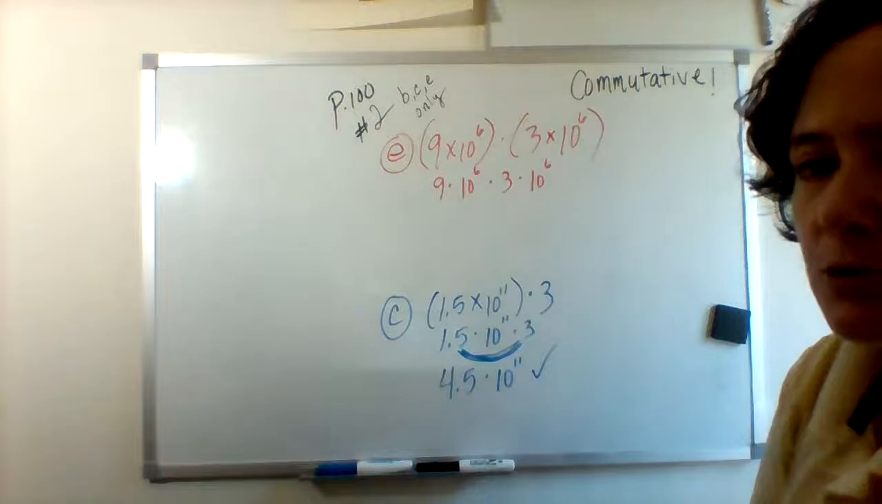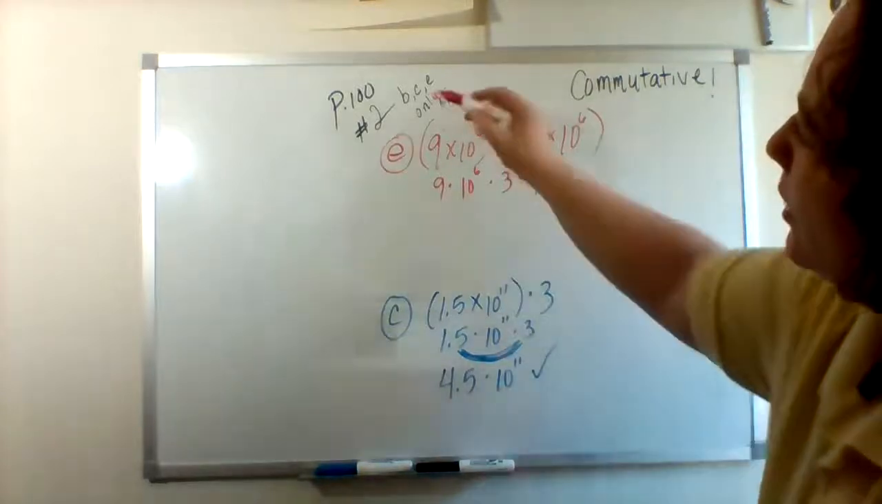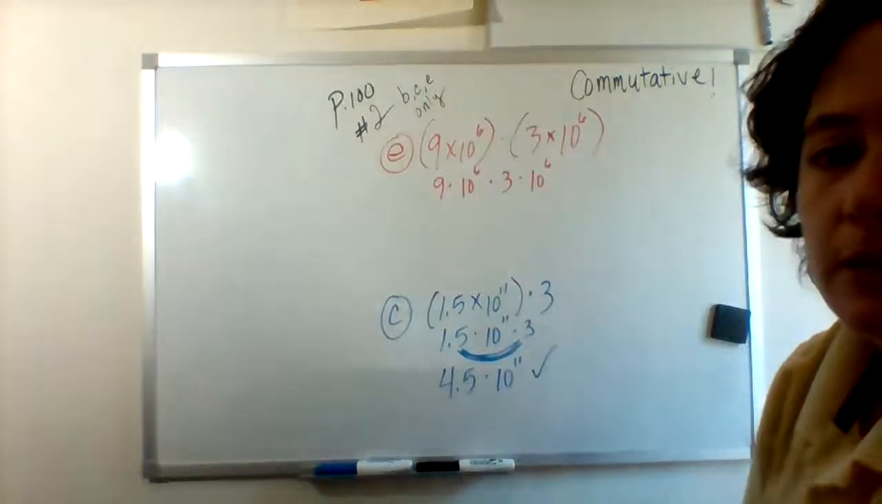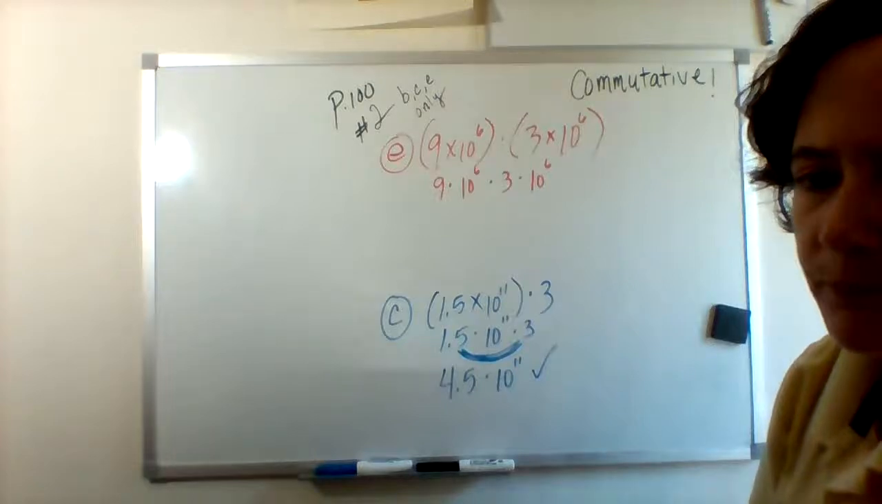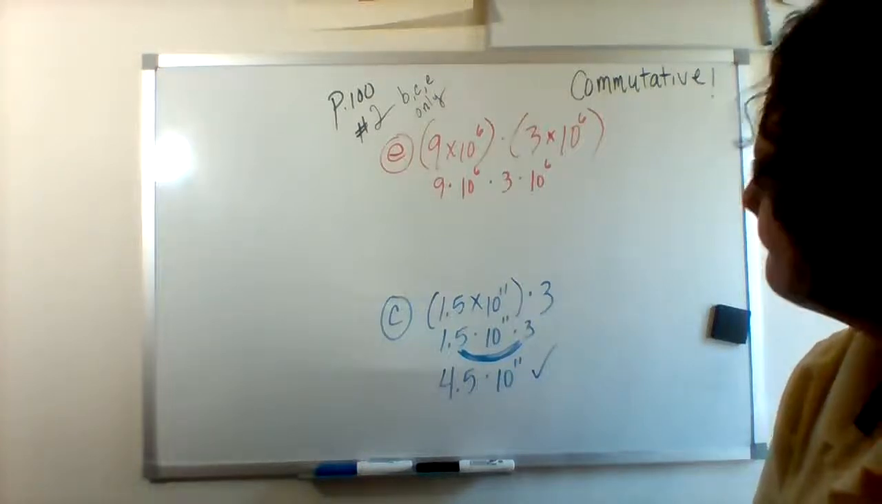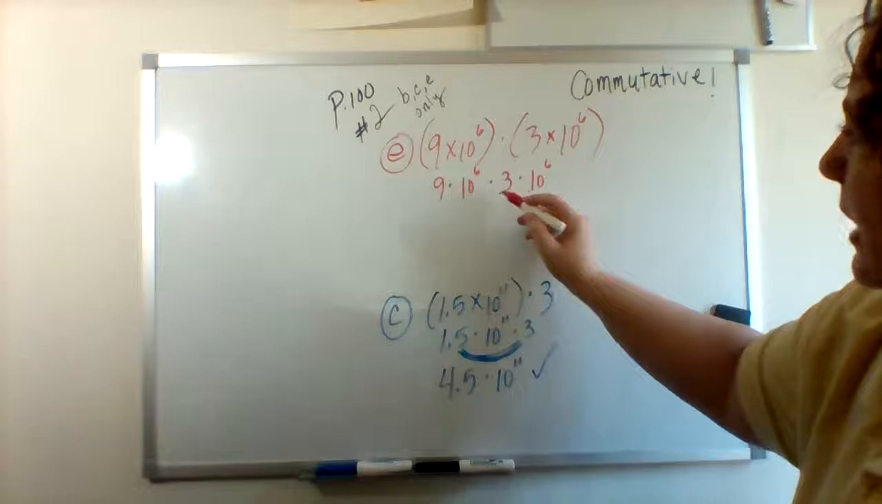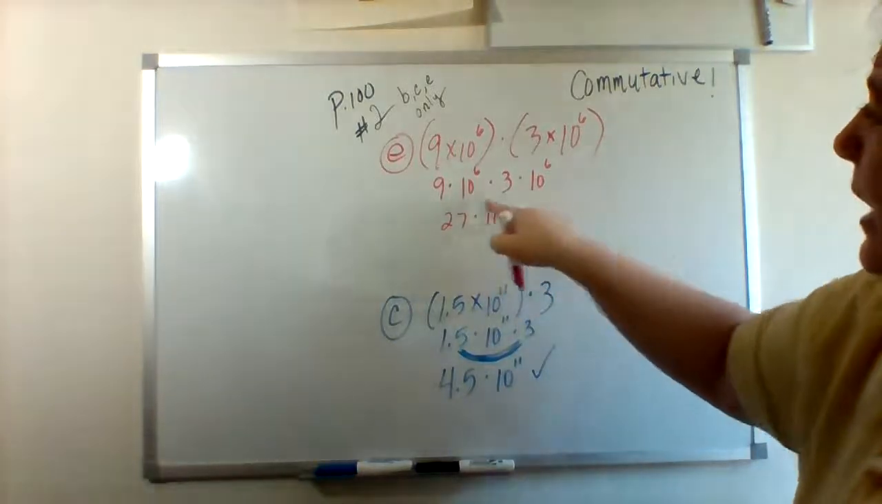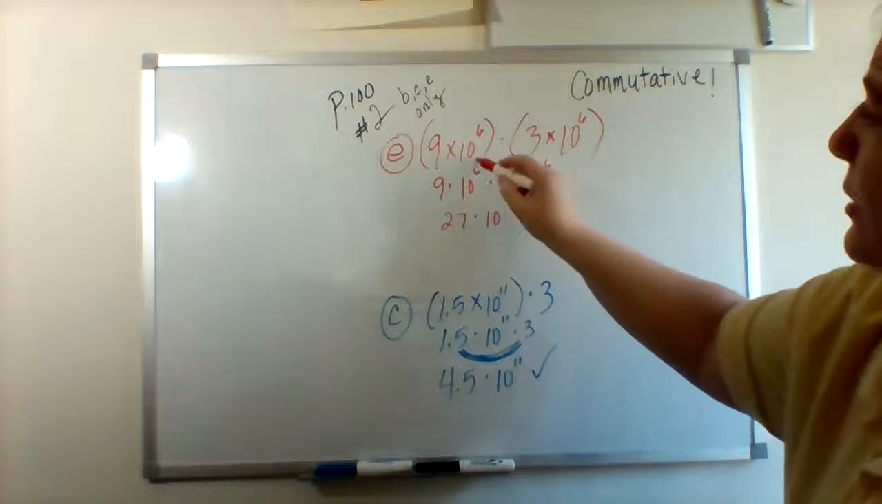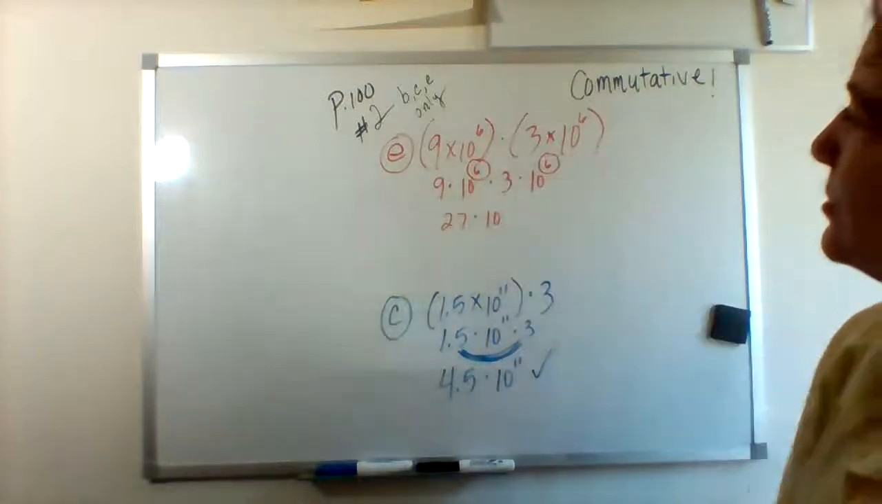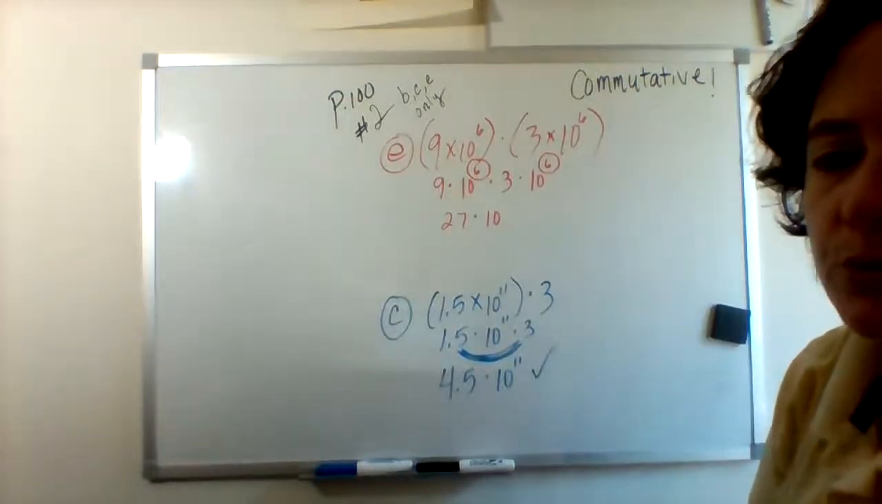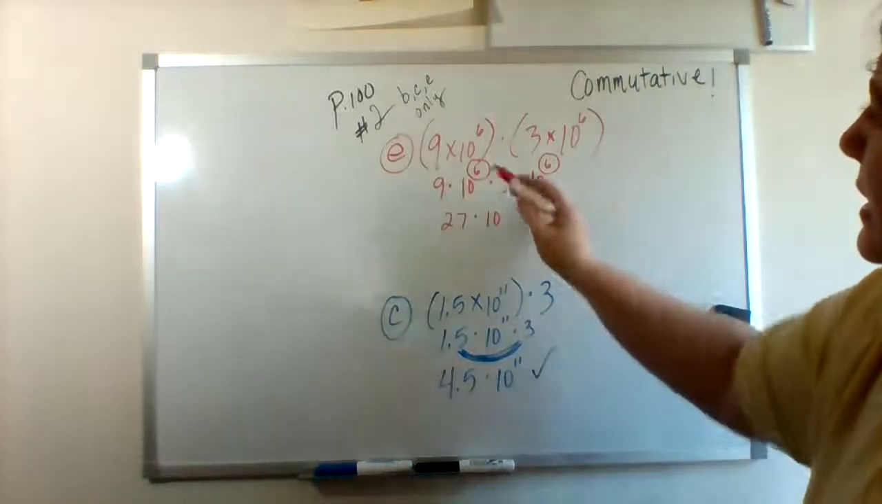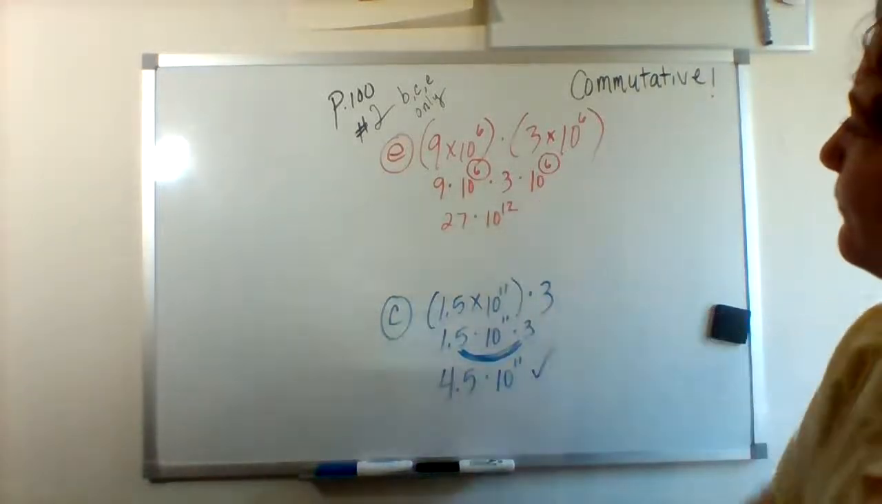We do not have to do D. If you look at the test review, we're doing B, C, and E only, multiplying using scientific notation. So what's 9 times 3? It's 27. When I multiply bases that are the same, what can I do with their exponents? Hopefully you remember your rules. You add. 6 and 6 is 12.